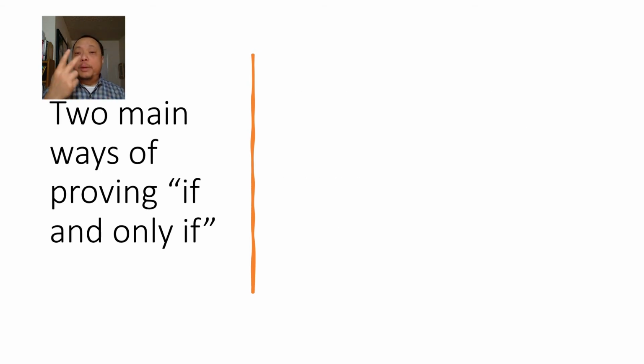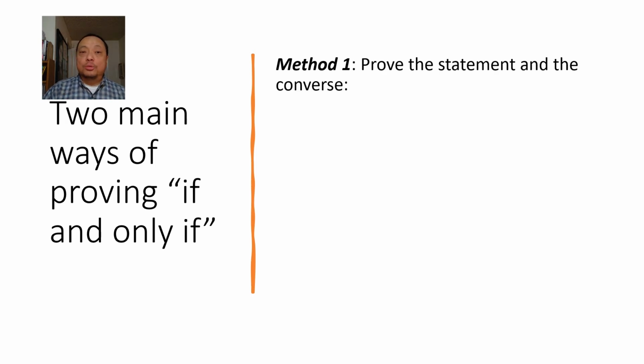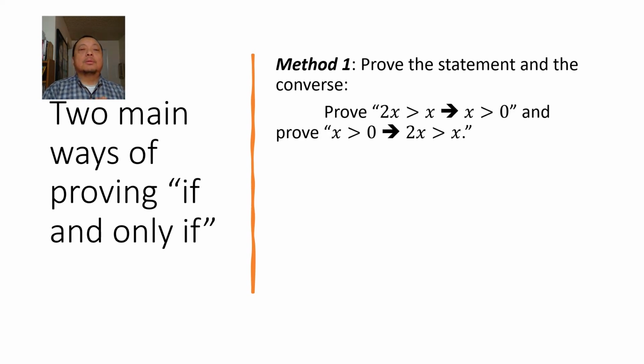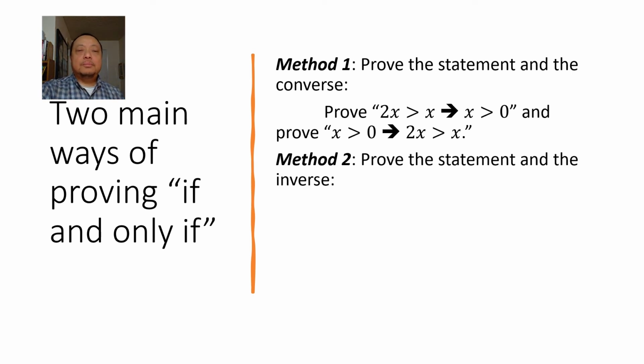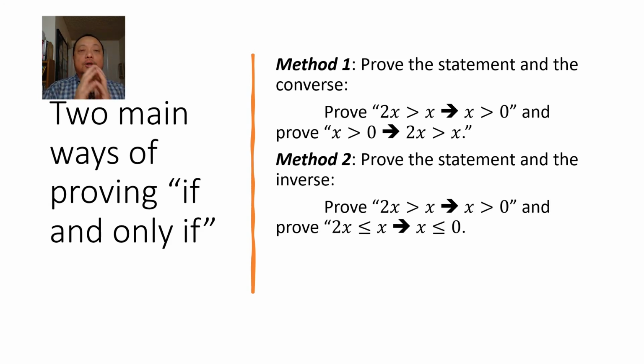As a result, there are two main ways of proving an if and only if statement. Method 1 is to prove the statement and its converse. Prove that 2x greater than x leads to x greater than 0. And then prove that x greater than 0 leads to 2x greater than x. Method 2 is to prove the statement and its inverse. First, prove 2x greater than x leads to x greater than 0. Then prove that if 2x is not greater than x, meaning 2x is less than or equal to x, leads to x not greater than 0, meaning x is less than or equal to 0.